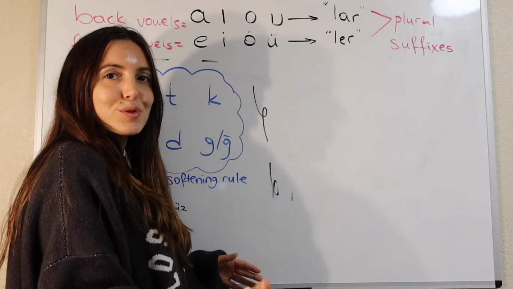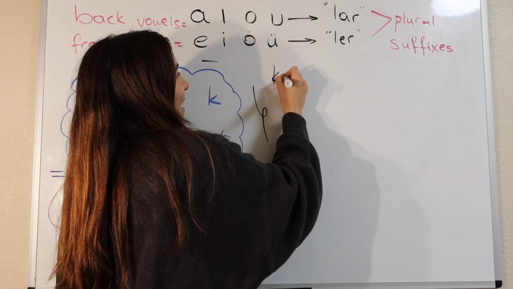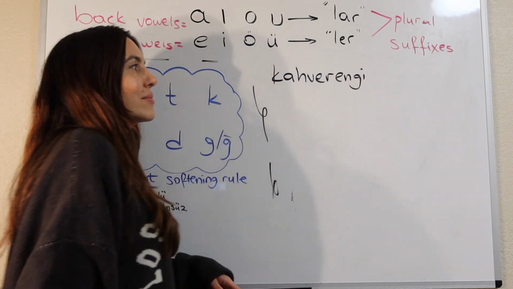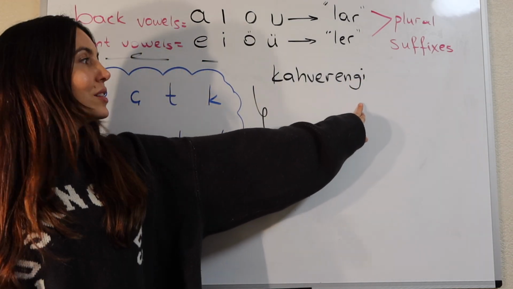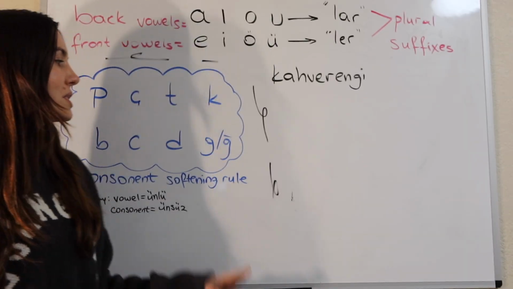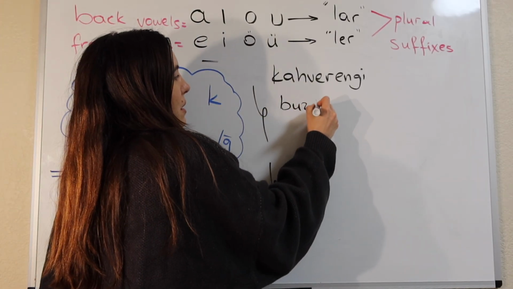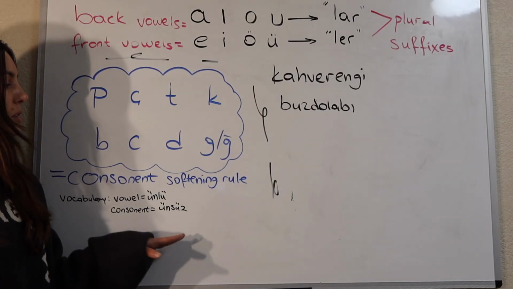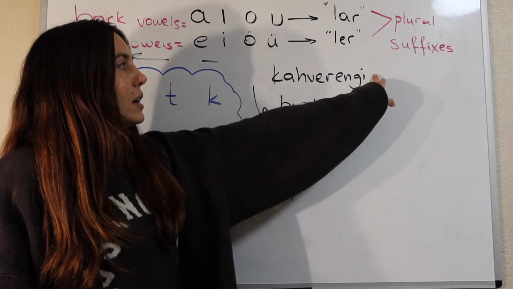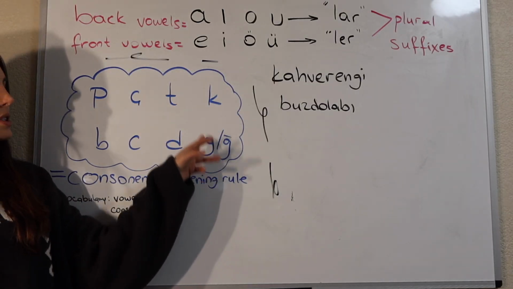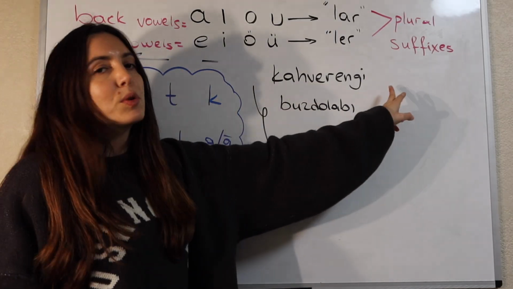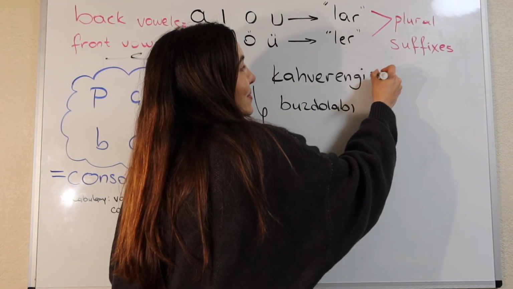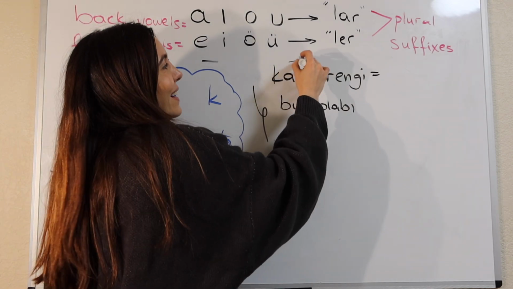A long one, like buzdolabı, fridge. Kahverengi. This is color, right? And it's actually renk. So we're seeing that again. Buzdolabı had the same thing happen to it. It already had the consonant softening rule happen to it, as we can see here too. So we have to reverse this to make this plural. But as it is, this means brown. Why? Kahve is coffee.